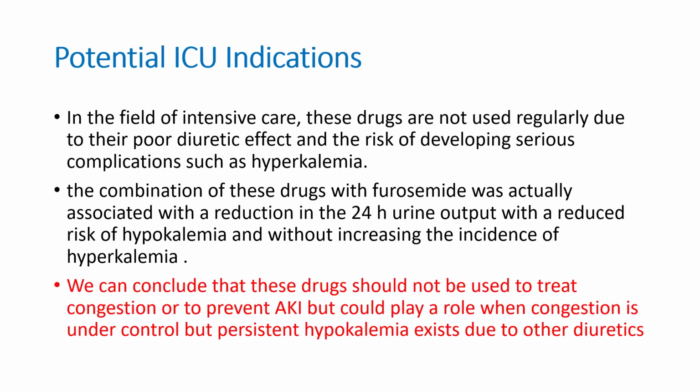So the potential ICU indications: in the field of intensive care, these drugs are not used regularly due to their poor diuretic effect and risk of developing serious complications such as hyperkalemia. The combination of this drug with furosemide was actually associated with a reduction in 24-hour urine output, with reduced risk of hypokalemia and without increasing the incidence of hyperkalemia. So we can conclude that these drugs should not be used to treat congestion or prevent AKI, but could play a role when congestion is under control, but persistent hypokalemia exists due to other diuretics.